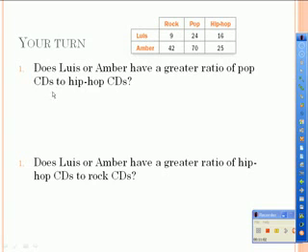Now it is your turn. Press pause on your computer and try these two questions.